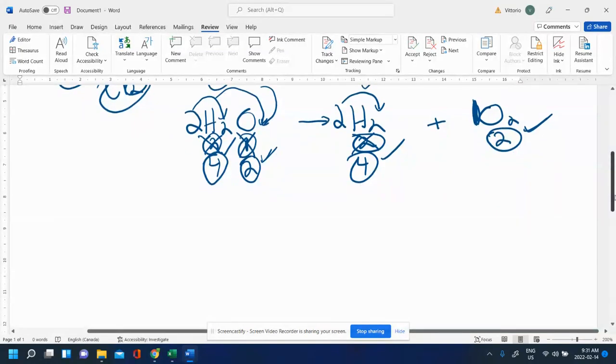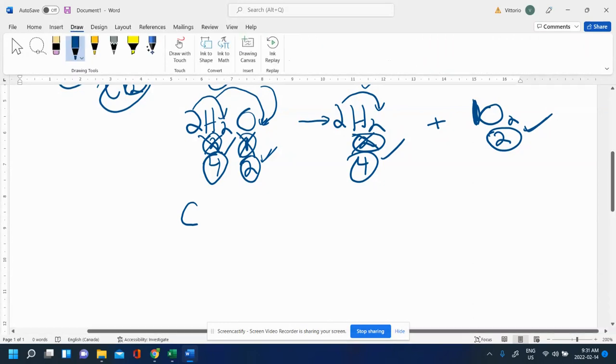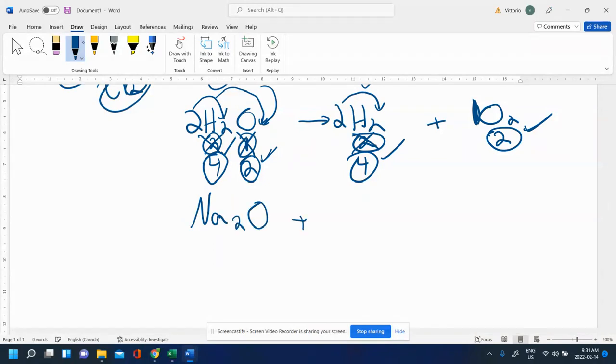Let's try another example. Let's do a synthesis. So Na2O plus CO2 produces Na2CO3. So let's go count everything.